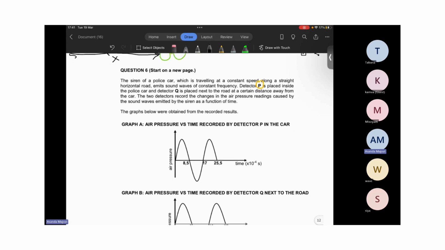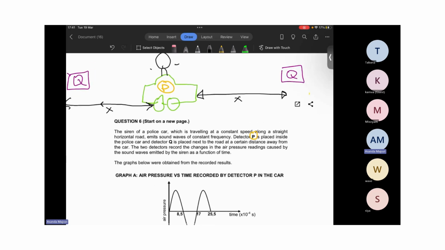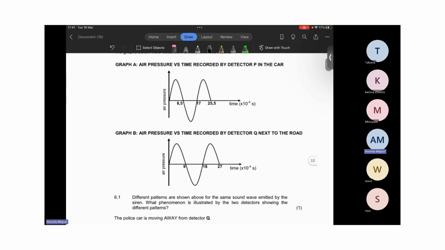They say that now we have a graph which is recording the changes in air pressure caused by the sound waves emitted by the siren. So there's a police siren here, and it's basically emitting sounds. And the two detectors that we have, detector P and detector Q, are detecting the sound waves which are emitted by this police siren. So now we have two graphs, right? We've got graph A and graph B. Both of these graphs are basically showing how these sound waves are emitted by doing what? By measuring the air pressure.